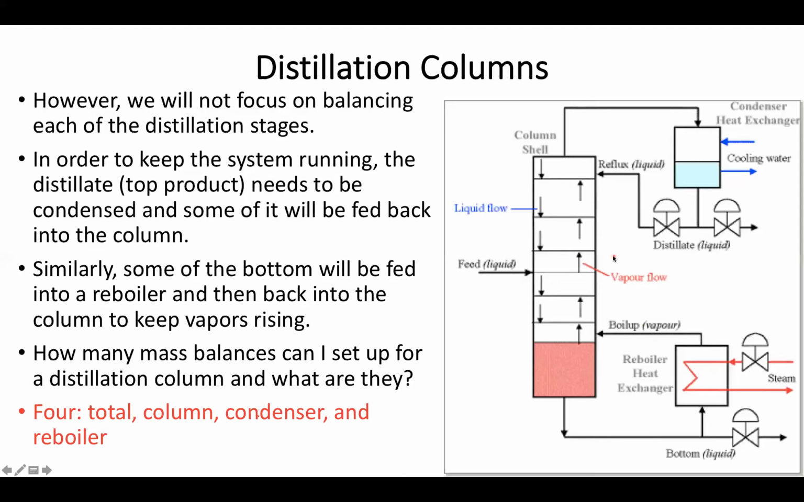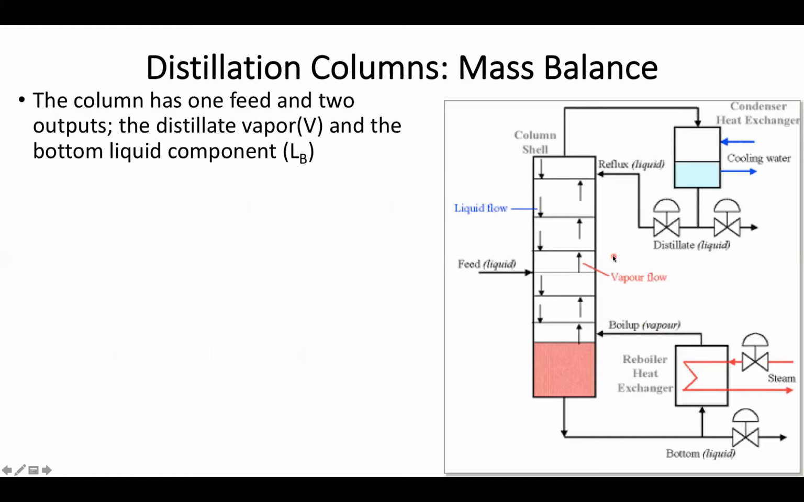So let's go ahead and take a look at how we would look at these various mass balances. So again, my column itself, the column altogether, has one feed and two outputs.